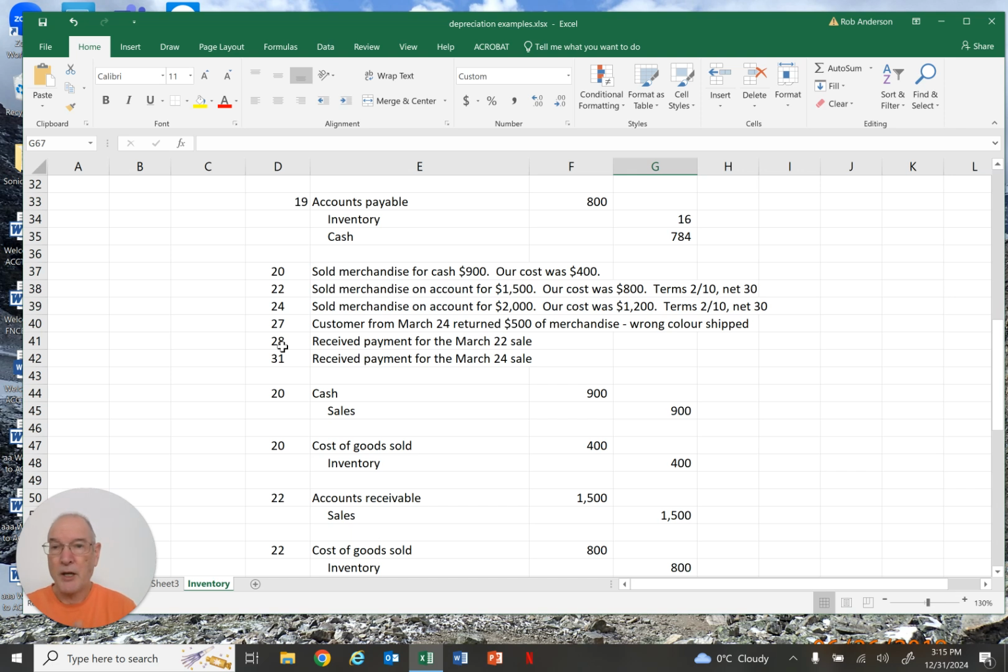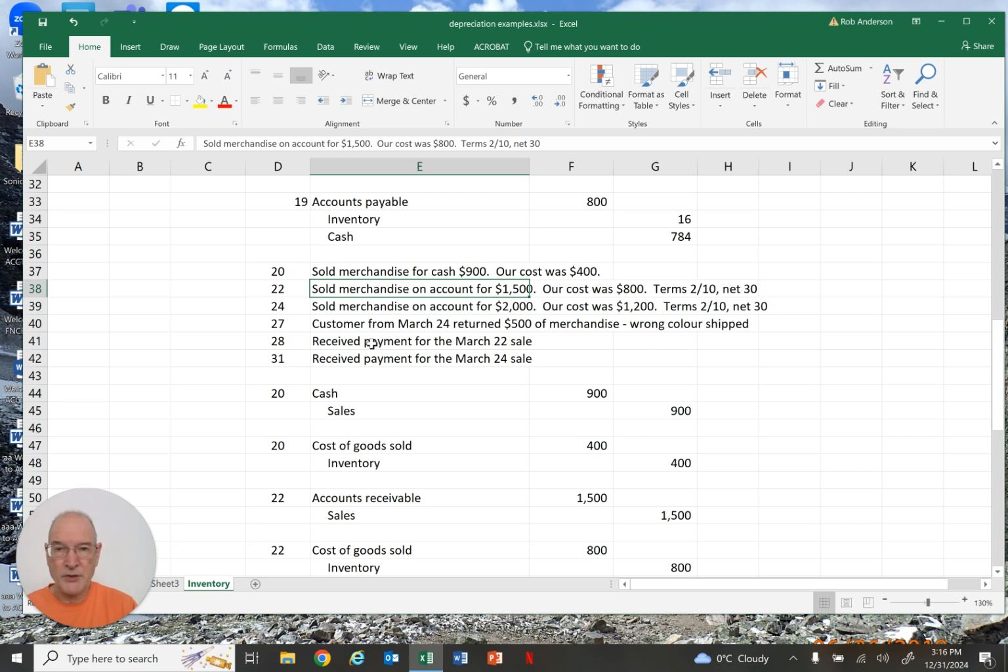So now we're going to get payments. Notice on the 28th, we're paid for the March 22 sale. That's well within the 10 days. And on the 31st, we're paid for the March 24 sale, also well within the 10 days. So this means in both cases, we're going to give these customers a discount. So let's look at the simple one first. Receive payment for the March 22 sale. Now the March 22 sale was $1,500. So they get the 2% on the sale amount.